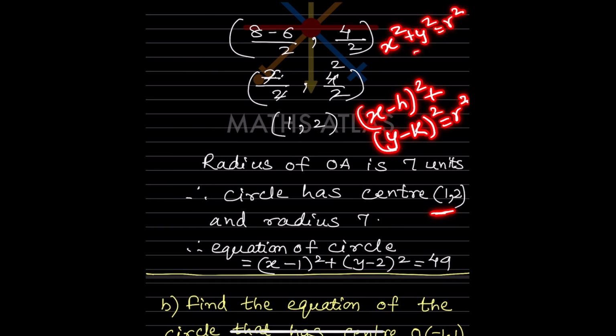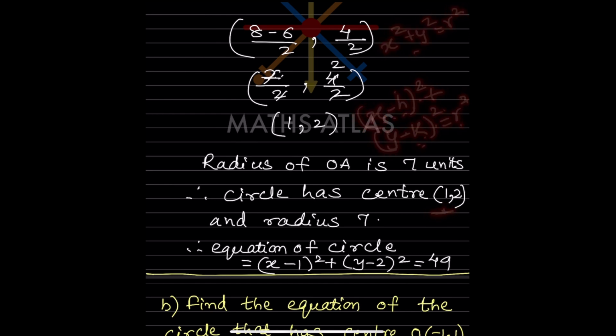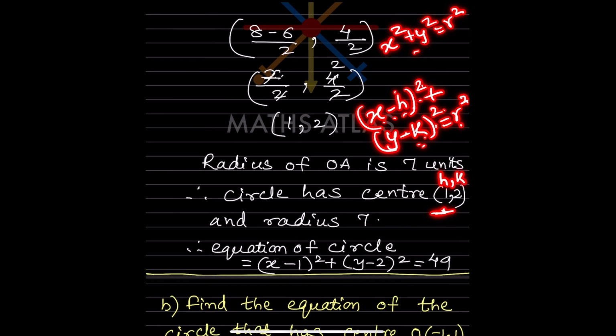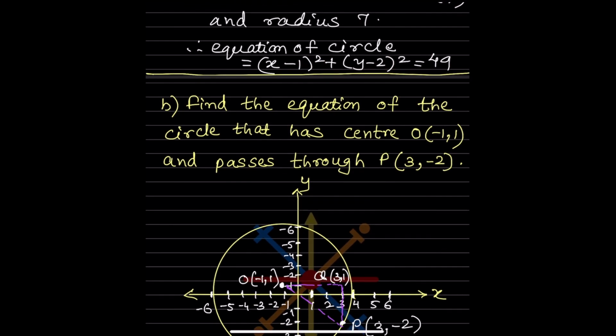Otherwise we can write x square plus y square is equal to r square. But here, because the center is given, we can write (x - h) whole bracket square plus (y - k) whole bracket square is r square. So this is h and k. What can we write here? We have 1. So (x - 1) whole bracket square plus (y - 2) whole bracket square is r square. We got the radius is 7, so this will be 7 square, that is going to be 49. So this is the answer.